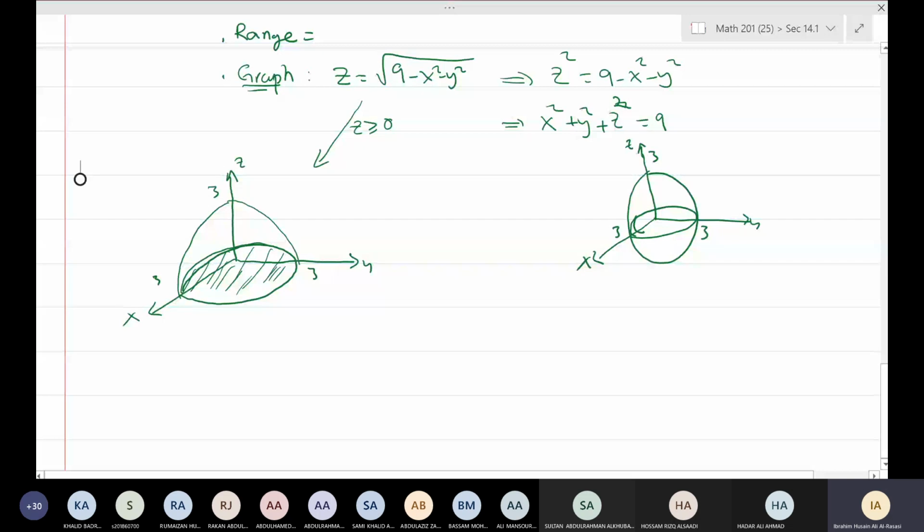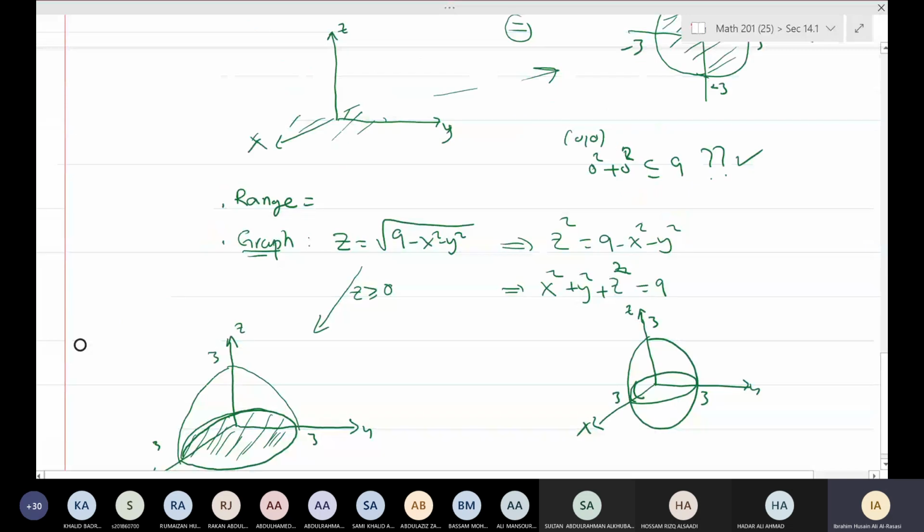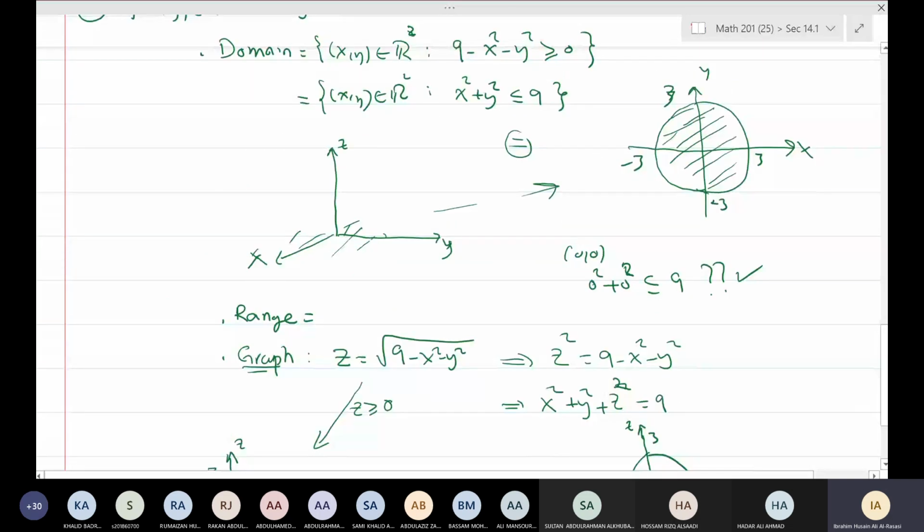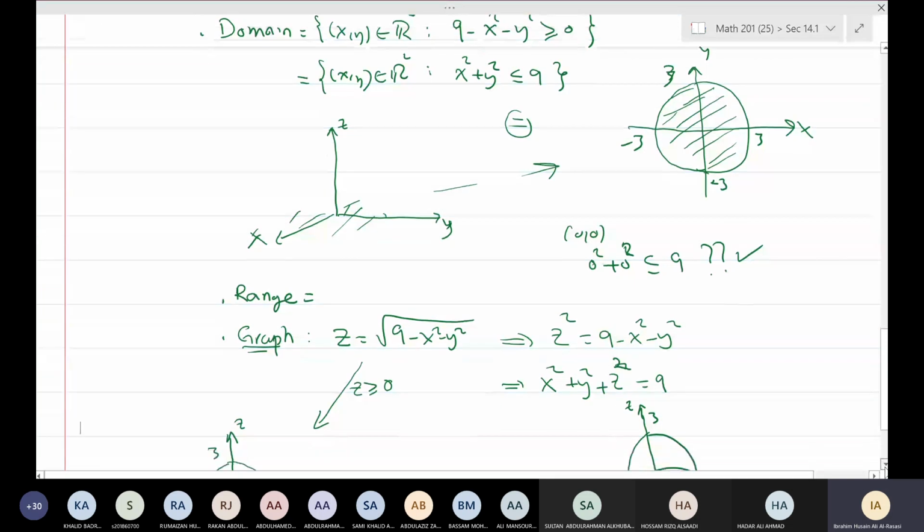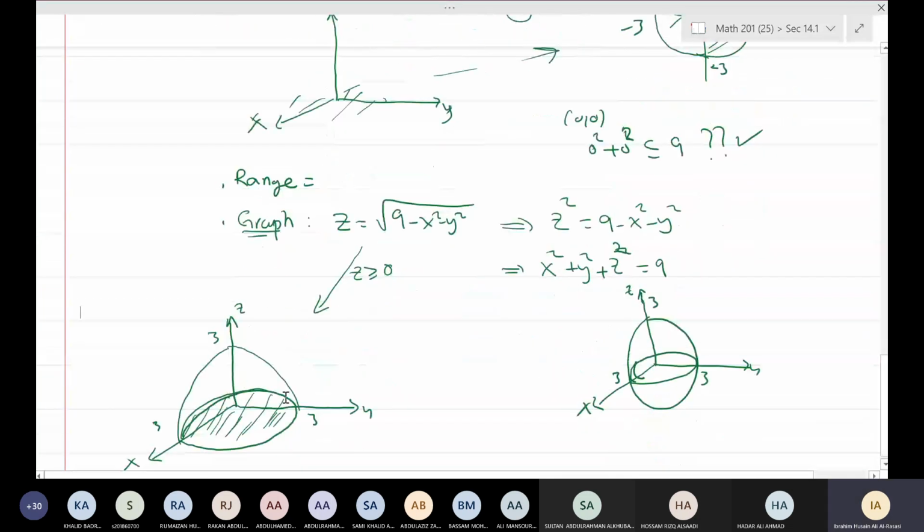In the floor, which is what we did here, the domain, we find a disk in the XY plane. It is this one here, the dashed line. So the floor, the dashed region, this is the domain. And this is the graph. It is the upper part of the sphere. Okay. Now from the graph, what is the range?